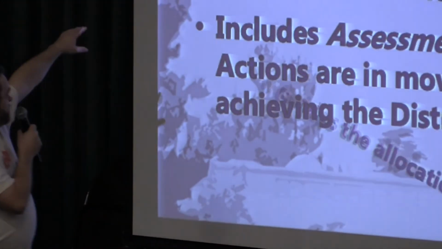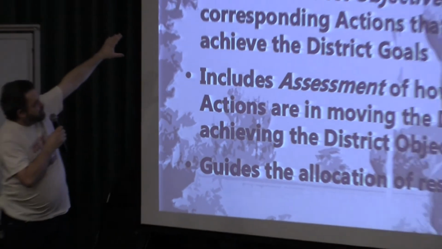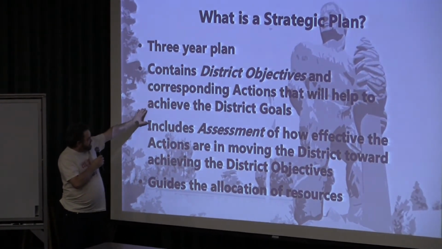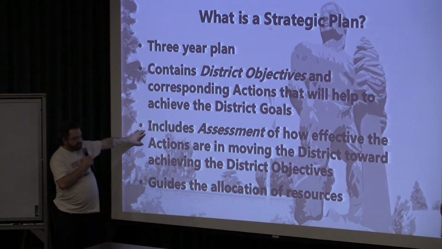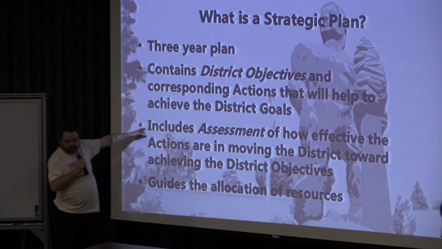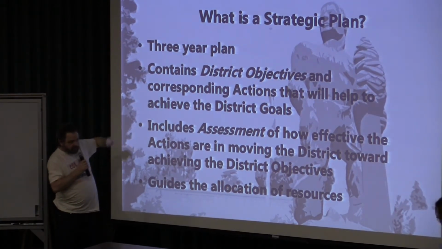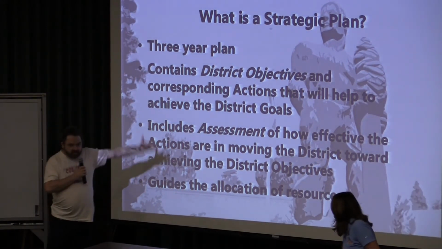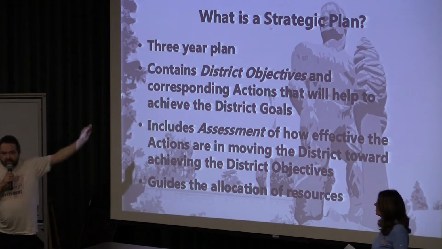These are just some of the things that I was talking about. In the model itself, it's a 3-year plan with actions and assessment. Of course, we have to assess how the actions are helping meet the objectives, and it guides the allocation. So I went over that in the context of the model.